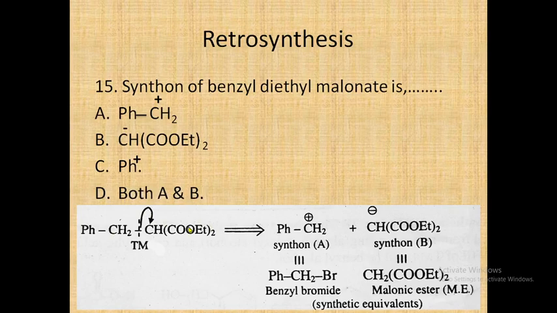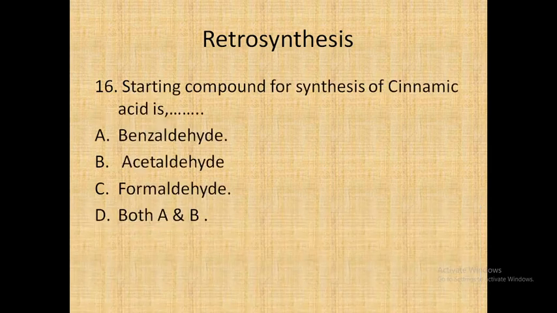Okay. So when you are doing the retrosynthesis of this, you get synthon A and synthon B, in which in synthon A the CH2 has a positive charge, and in synthon B the CH has a negative charge, and the synthetic equivalents of these two synthons are given here: benzyl bromide and malonic ester. So the correct answer will be both A and B. So the correct option is D. Let's go for the next.